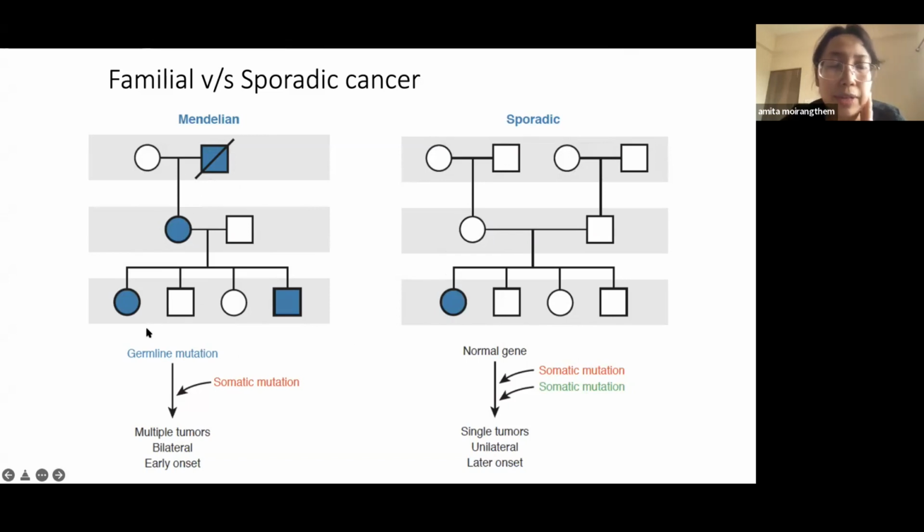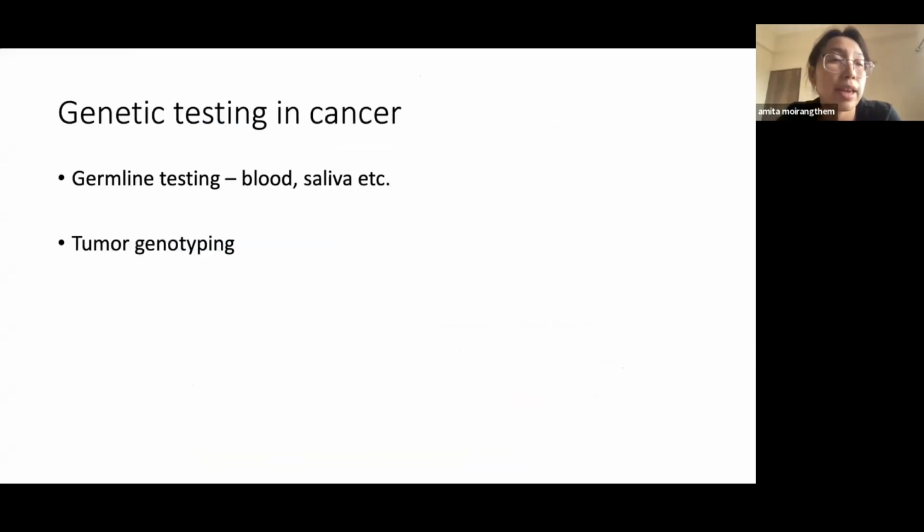In familial cancer, there is already a germline mutation and the somatic mutation occurs, and therefore the chances are more that the tumors are multiple, bilateral, and early onset. In sporadic cancers, both hits have to occur during the lifetime of the individual. So it is usually later onset, a single tumor, and unilateral. These are, in very simplified terms, the characteristics of familial and sporadic cancer.